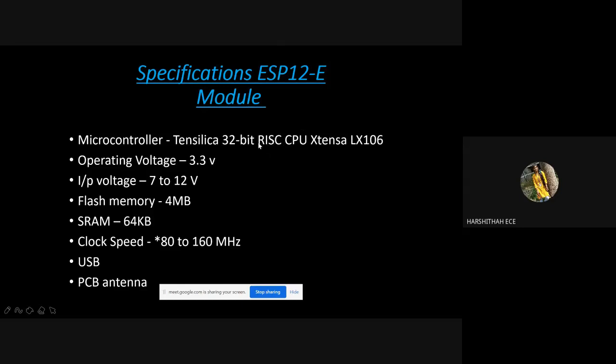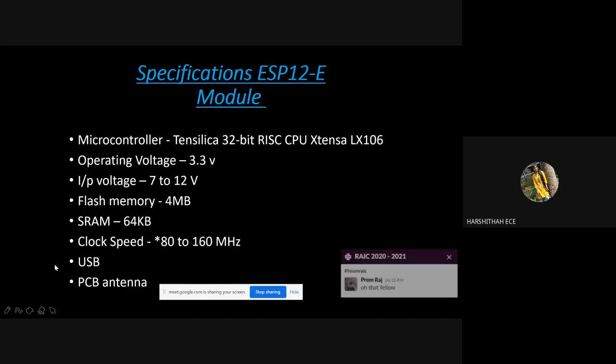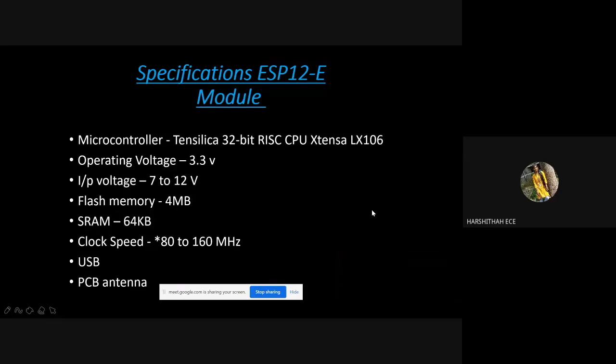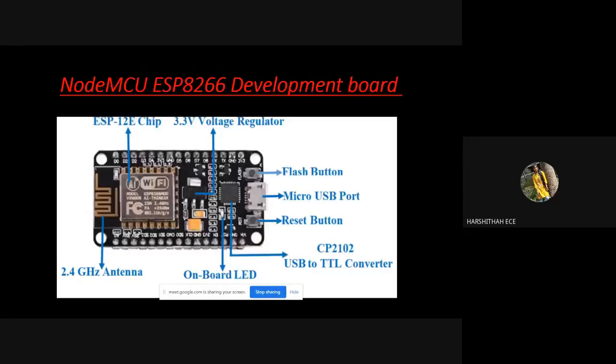So that is the type of microcontroller that we are using here, and this is the operating voltage. There you will be using a voltage regulator of 3.3 volts, and these are the input voltage ranges, flash, RAM, clock. You have one external micro USB with your NodeMCU, and through that you can provide power to it. This PCB antenna will allow you to enable hotspot and Wi-Fi options.